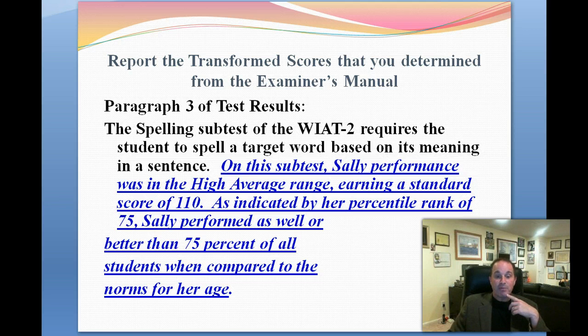You go to the next slide, same thing we would do for the spelling subtest. On this subtest, Sally's performance was in the high average range, earning a standard score of 110. As indicated by her percentile rank of 75, Sally performed as well as or better than 75% of all students when compared to the norms for her age.